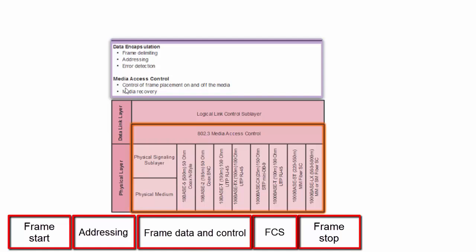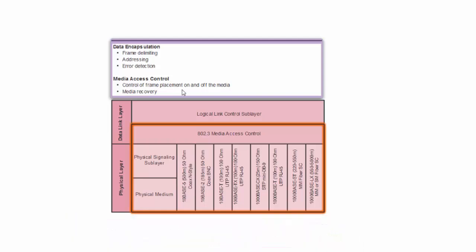Medium access control is used to control the placement of the frame on the media. So it organizes the access to the medium amongst multiple nodes to identify at what time a certain node can send on the shared medium. And in case of contention or collision, what is the procedure to recover from that collision?